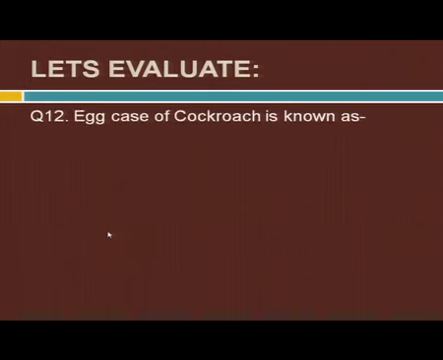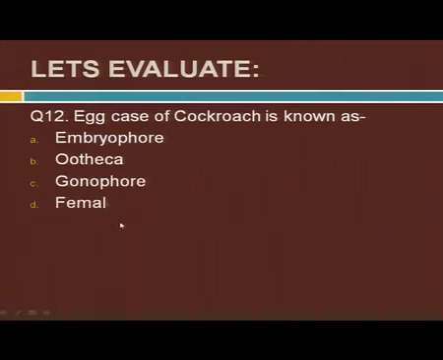Next question, egg case of cockroach is known as embryophore, ootheca, gonophore, female gamete. The correct answer here will be B, ootheca. We know that ootheca comprises about 16 to 18 eggs and it acts as an egg case.